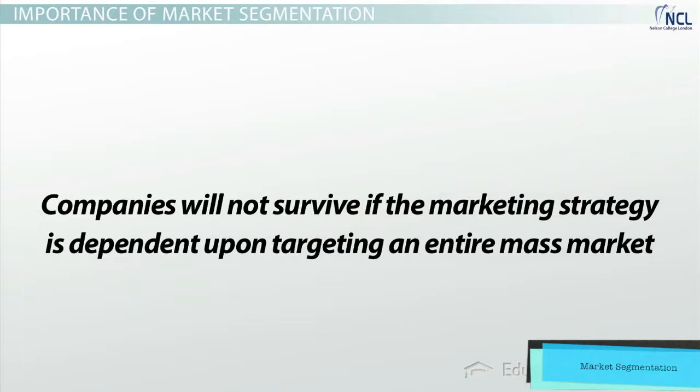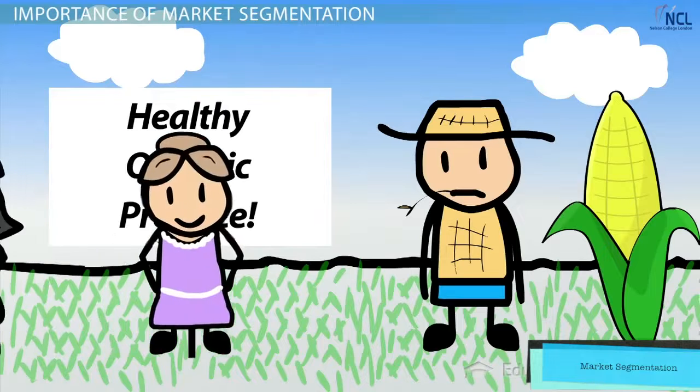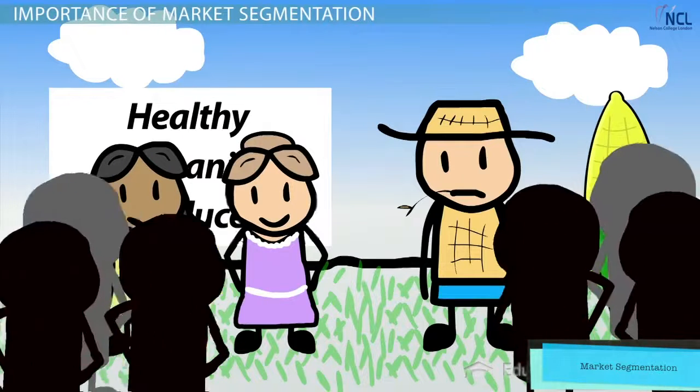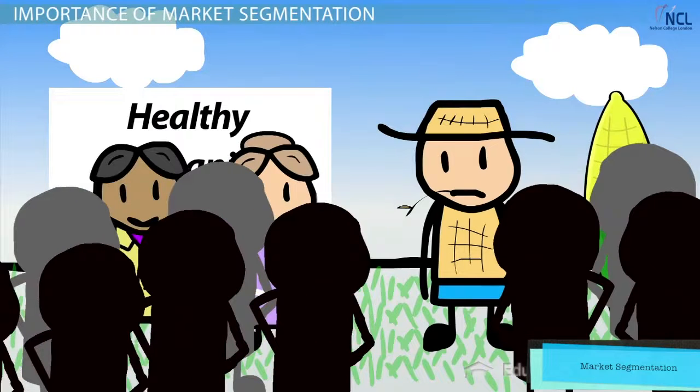Companies will not survive if the marketing strategy is dependent upon targeting an entire mass market. The importance of market segmentation is that it allows a business to precisely reach a consumer with specific needs and wants. In the long run, this benefits the company because they are able to use their corporate resources more effectively and make better strategic marketing decisions.